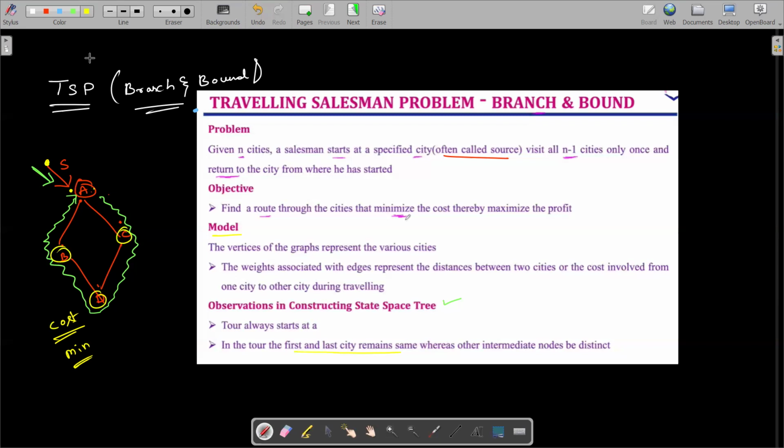The problem in one word: the problem is very simple. We are starting from A, visiting all the vertices, nothing but all the cities, and again we come back to the same city, A in this particular graph. So that is the problem. What we have to find out is the minimum cost and the minimum route, and we have to get more profit in that. So this is the problem definition.